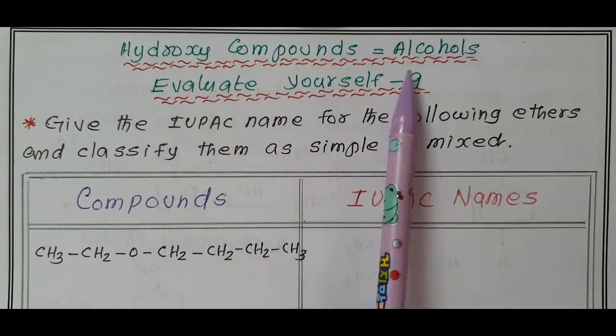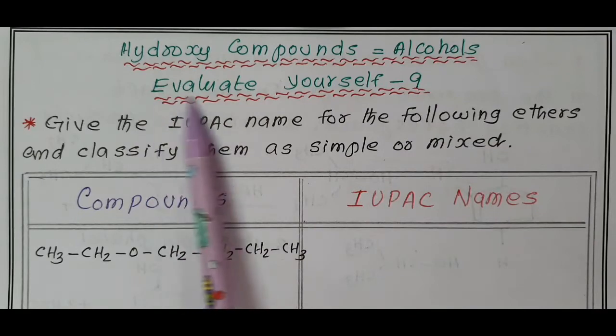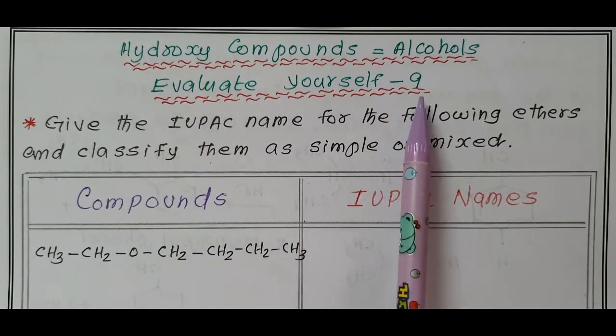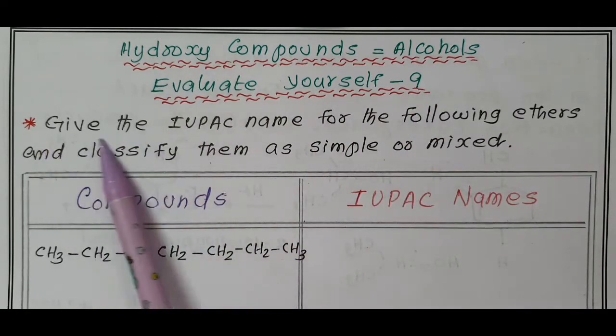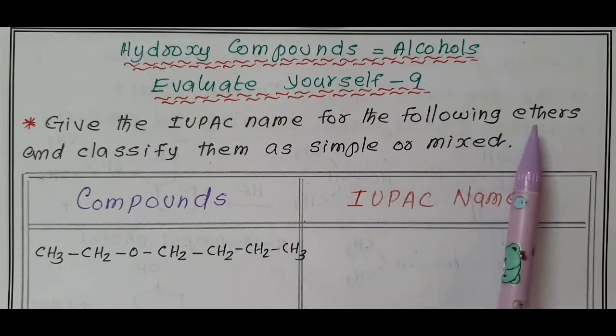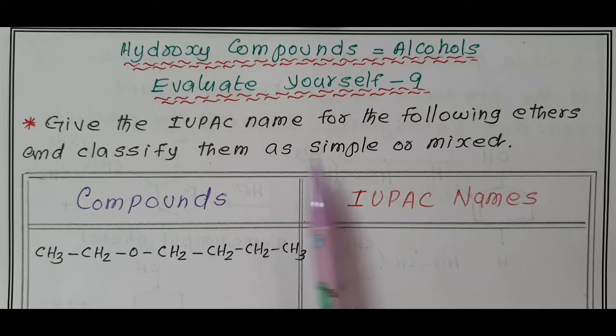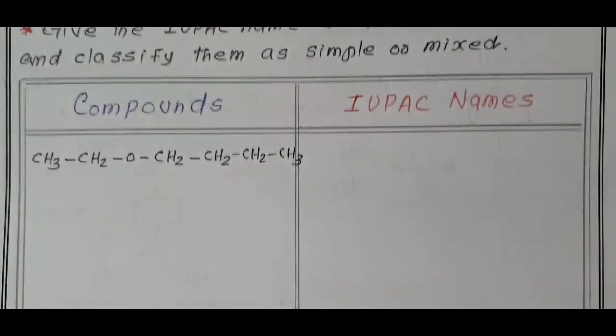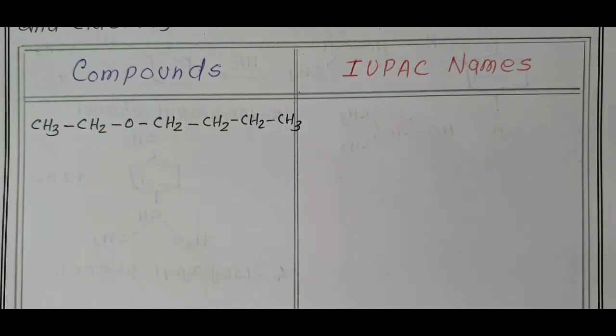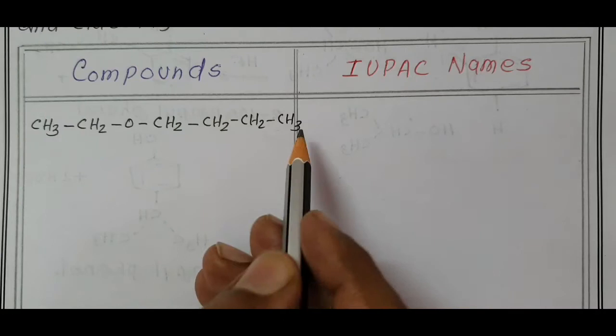Hydroxy compounds, alcohols. Evaluate yourself 9. Give the IUPAC name for the following ethers and classify them as simple or mixed. The first compound given is CH3CH2O, CH2, CH2, CH2, CH3.